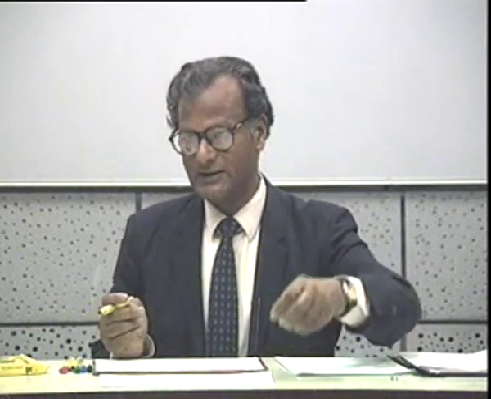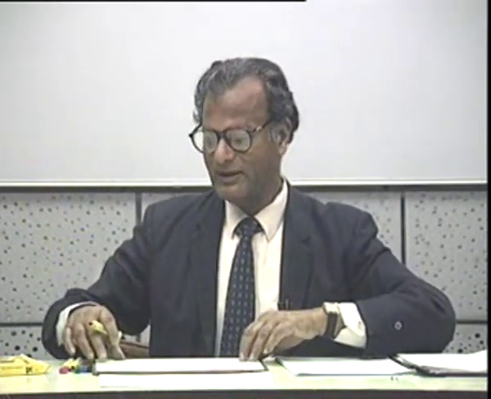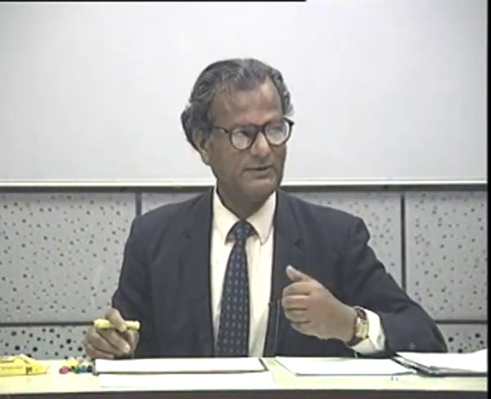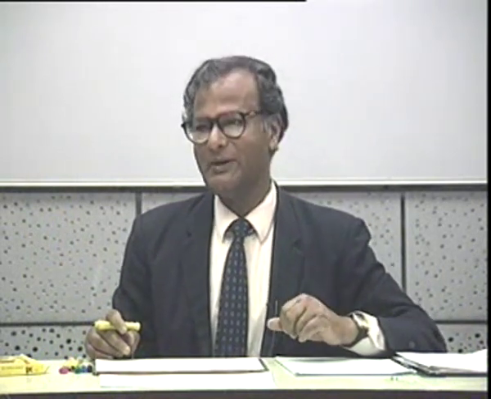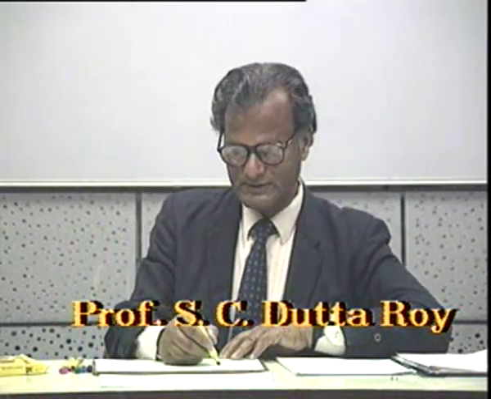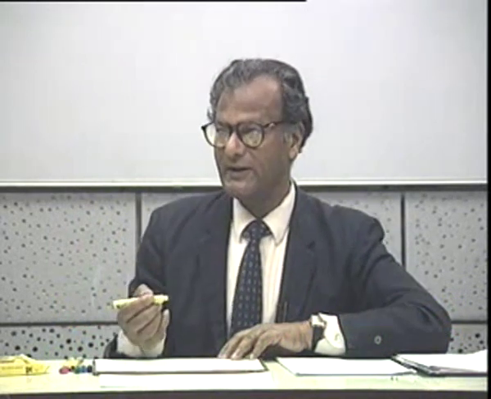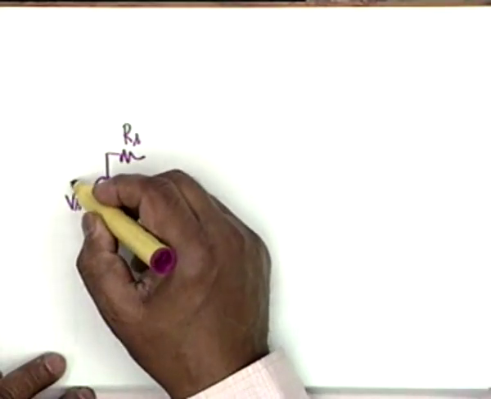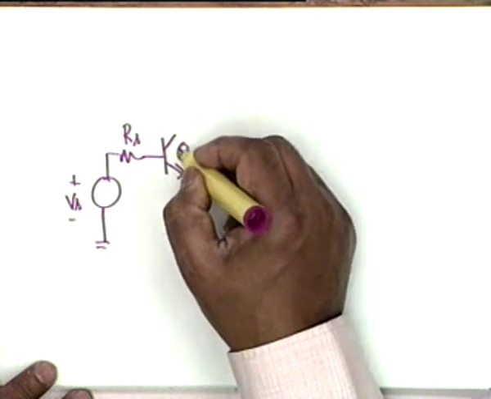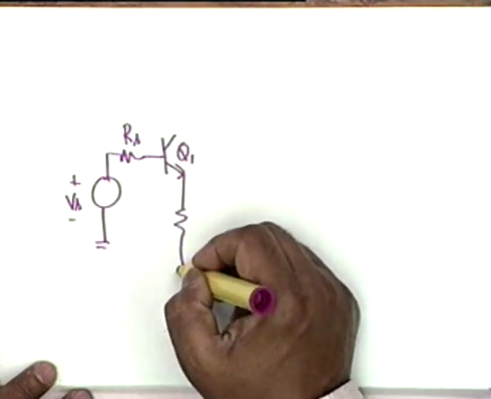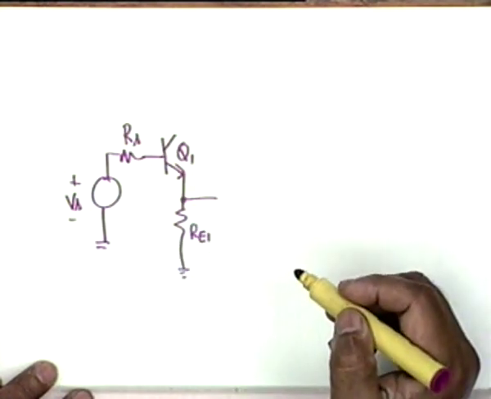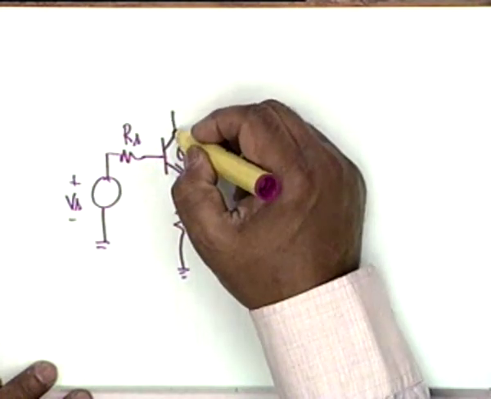I'm tempted to take another example to show how negative feedback occurs and how the ideal block diagram that we have drawn is never obeyed in practice, and therefore the problem arises and you have to make some simplifying assumptions. One example of negative feedback, then we shall identify the type of feedback. We have a VS, RS, a transistor Q1 which has a resistance RE1 at its emitter. Feedback will be applied to this resistance.